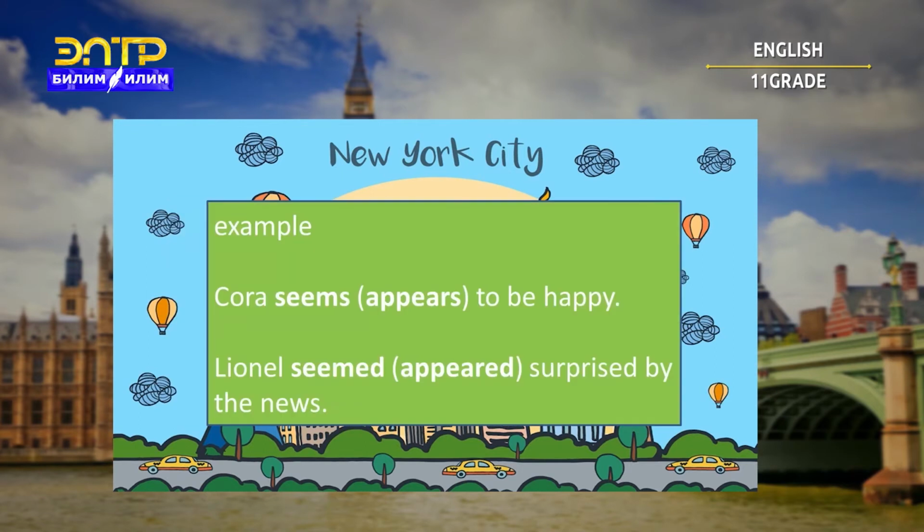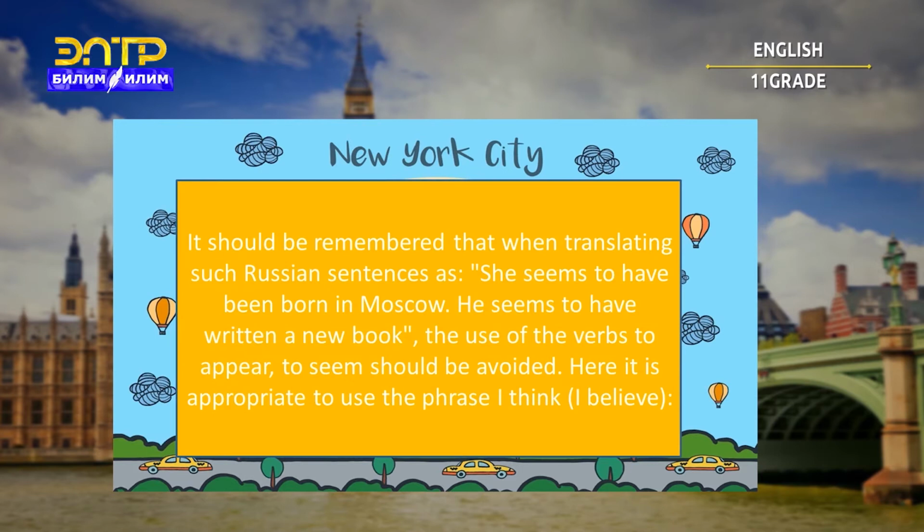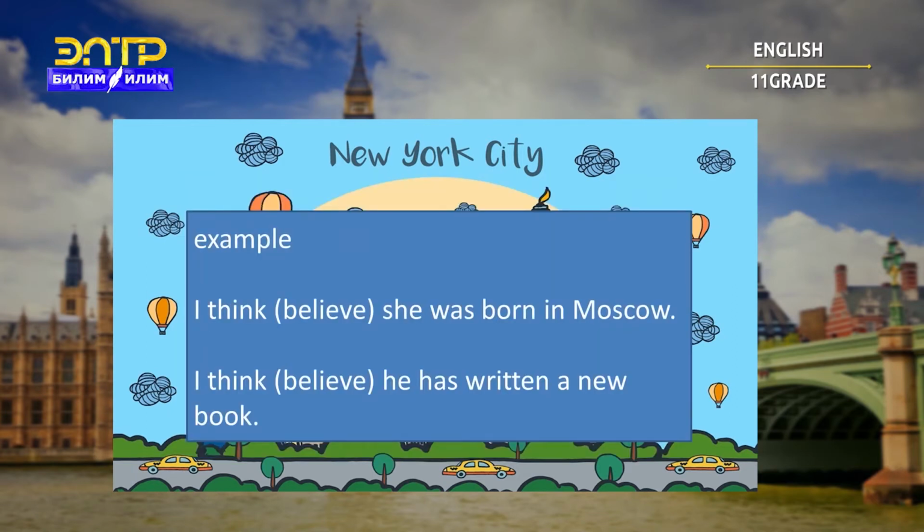For example, Cora seems or Cora appears to be happy. Lionel appeared surprised by the news. It should be remembered that when translating such Russian sentences as she seems to have been born in Moscow, he seems to have written a new book, the use of the verbs to appear, to seem should be avoided. Here it is appropriate to use the phrase I think or I believe. Example: I think, I believe she was born in Moscow. I think, I believe he has written a new book.